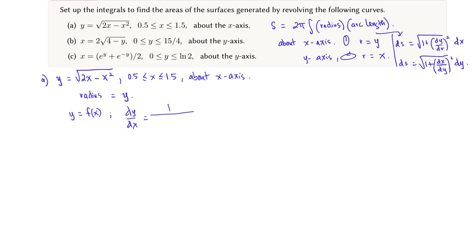The derivative of y with respect to x is 1 over 2 times the square root of 2x minus x squared, times 2 minus 2x because of the chain rule. That is 2 minus 2x over 2 times the square root of 2x minus x squared. We factor out 2 in the numerator to cancel out the 2, so the numerator is now 1 minus x.